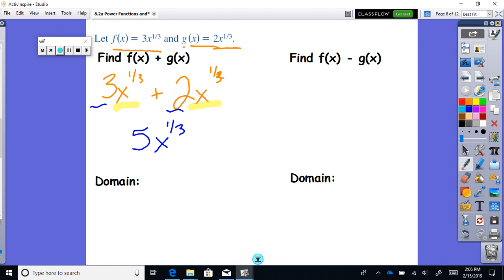Now when it is a fractional exponent, sometimes it's hard to think about domain because you're wondering what are all the possible x's that you could plug in.